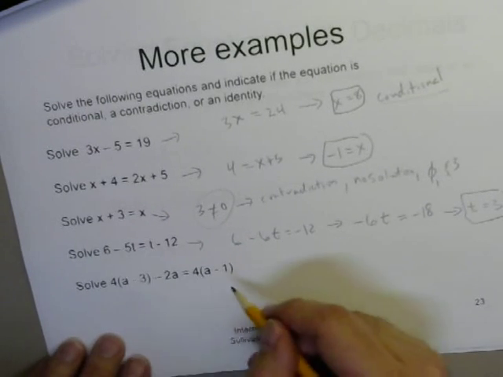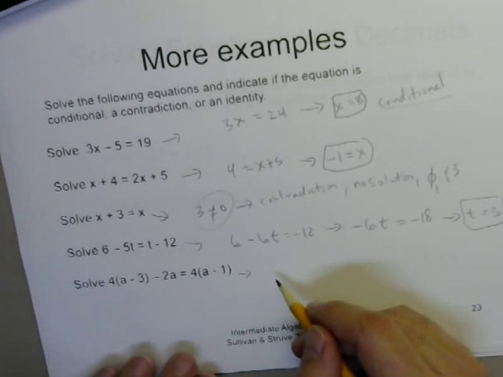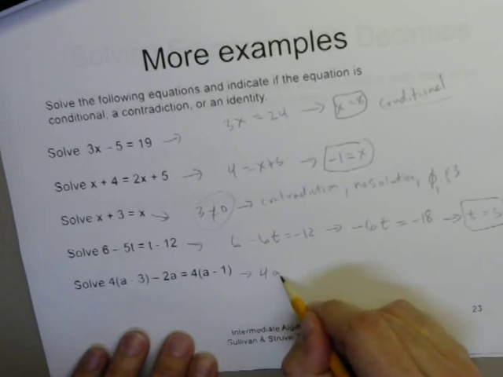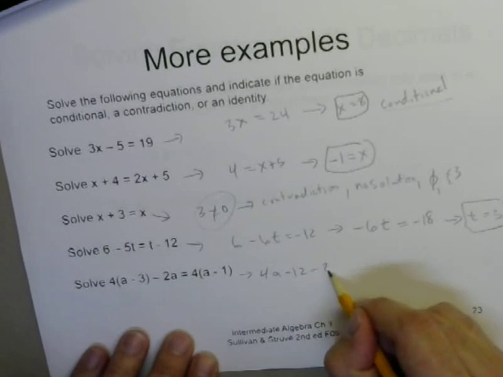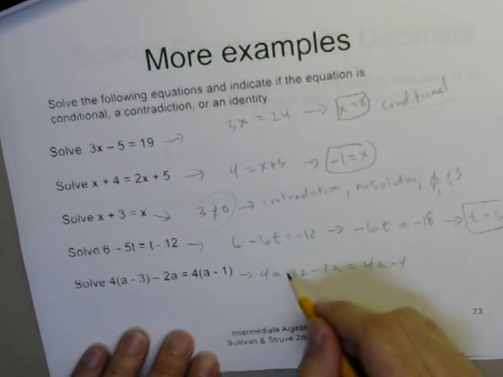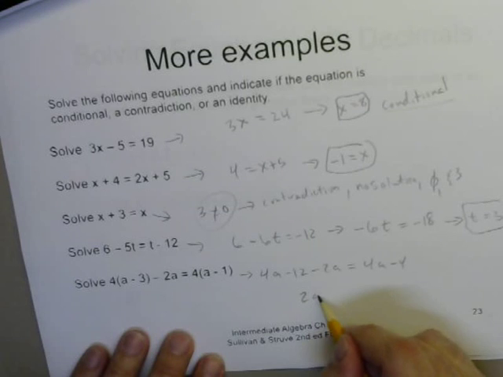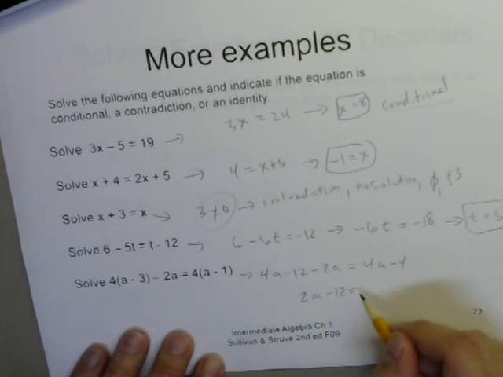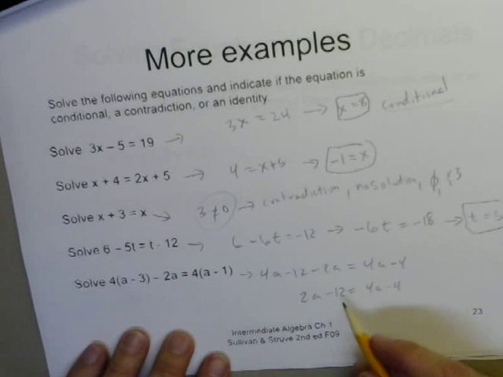Again, this one's kind of hard to tell what's going on. So you'd have 4a minus 12 minus 2a. Is that the same thing as 4a minus 4? So combining like terms here, you get 2a minus 12 is equal to 4a minus 4. So it looks like this is going to be a conditional equation.